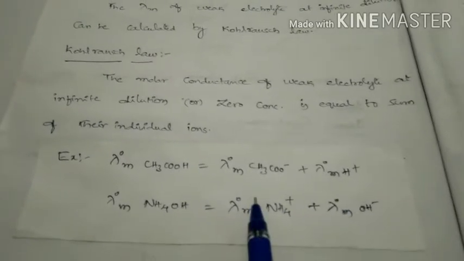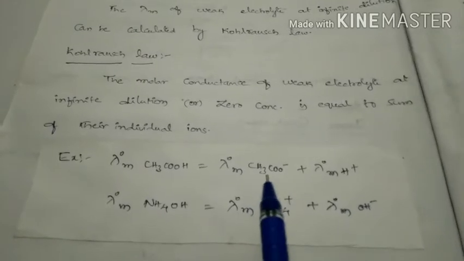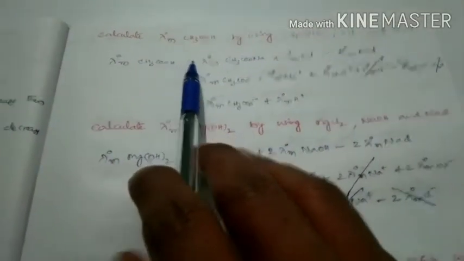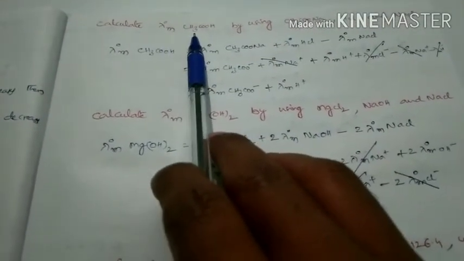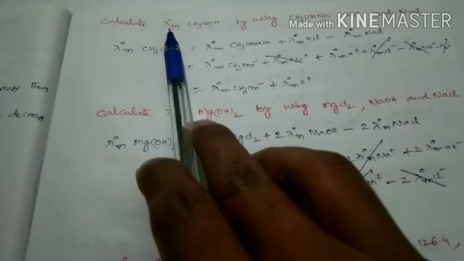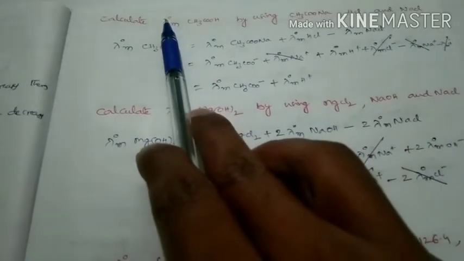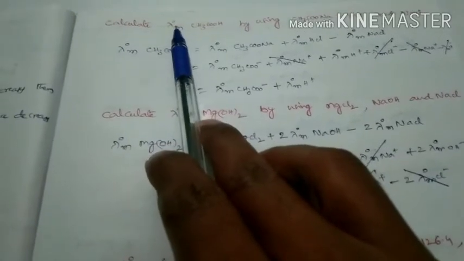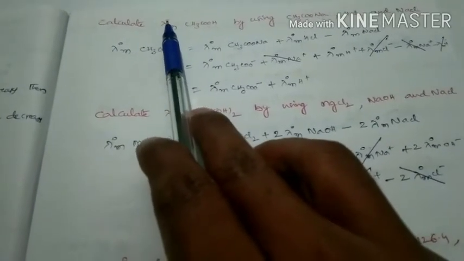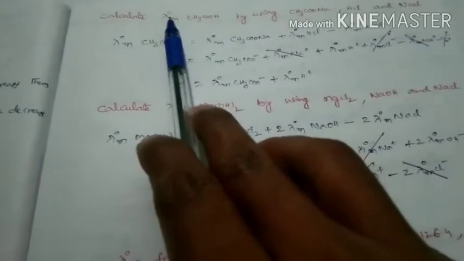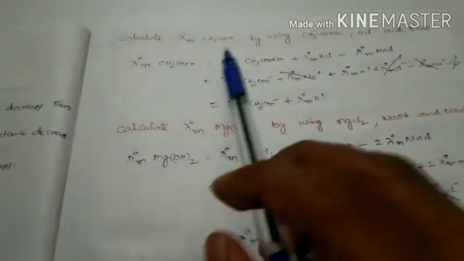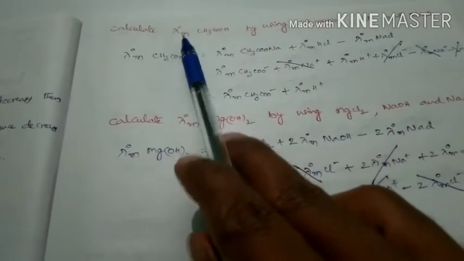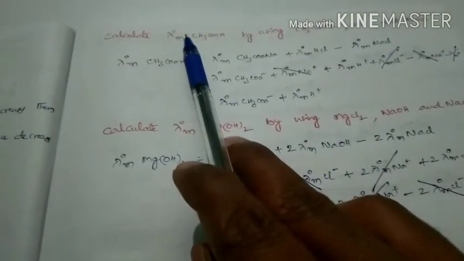Based on this, some numericals are there. Now we discuss those numericals. First one: calculate lambda naught m. Lambda naught m means molar conductance, and zero means zero concentration. Sometimes infinity will be mentioned instead. In such cases also we should think the same. Both are the same: lambda naught m or lambda infinity m.